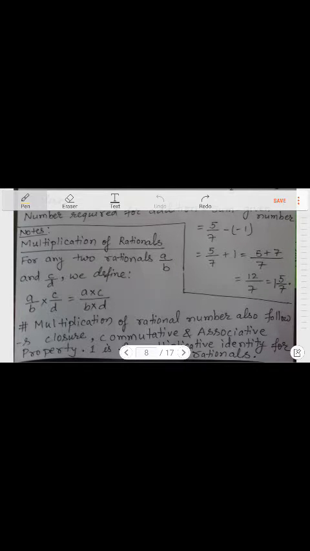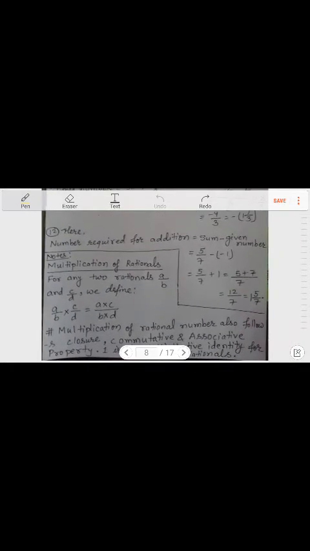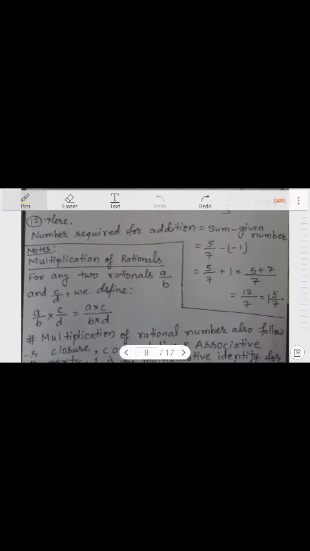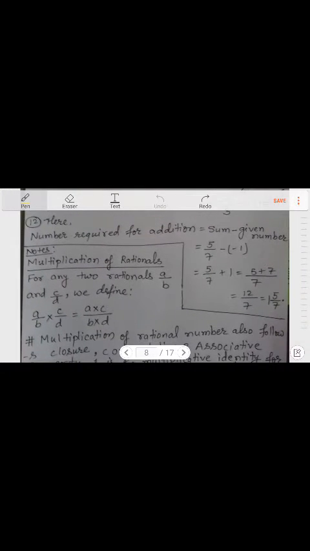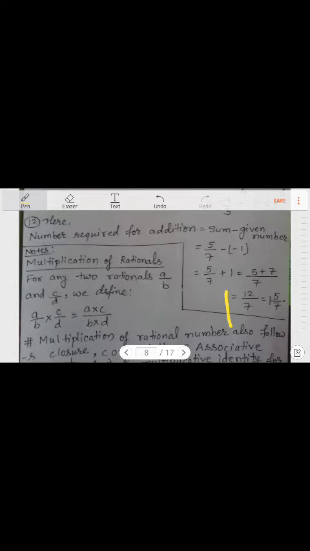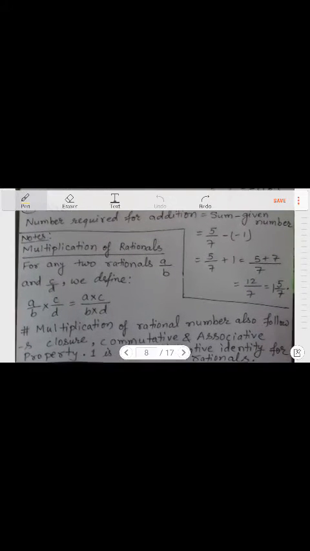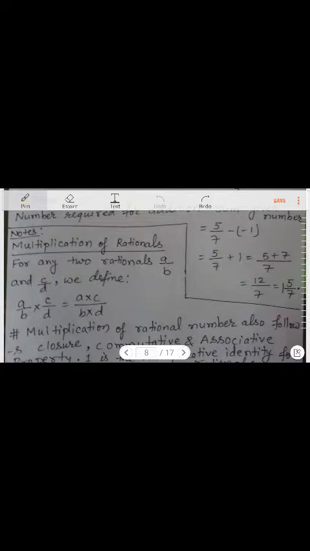And this is what multiplication of rational numbers also follows: closure, commutative, and associative properties. One is the multiplicative identity for rational numbers. That means when we multiply any rational number or fractional number with 1, then what do we get? We get the same rational number.